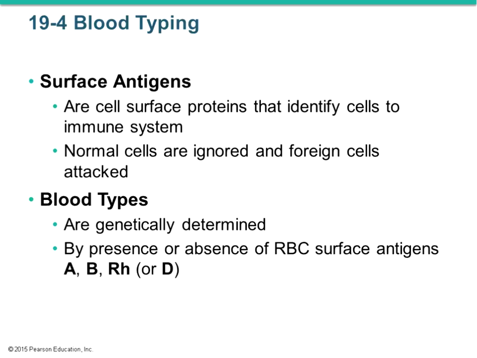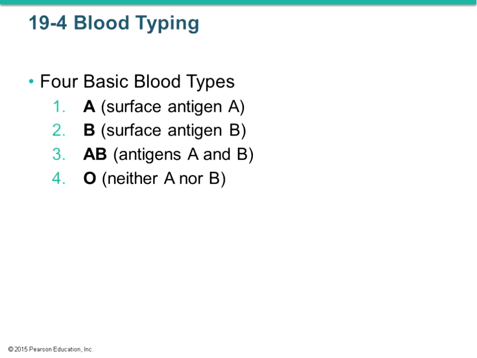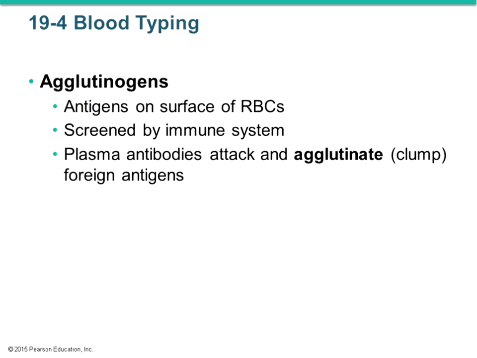So blood types are genetically determined, and basically it's either the presence or absence of a surface antigen. There are different ones. You have A, B, and RH essentially, and we'll look at how that works. Based on these different antigens, you have 4 basic blood types: A, B, AB, or O, which is neither A nor B on that surface antigen.